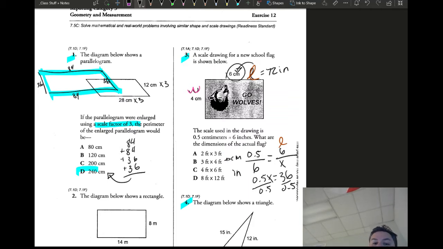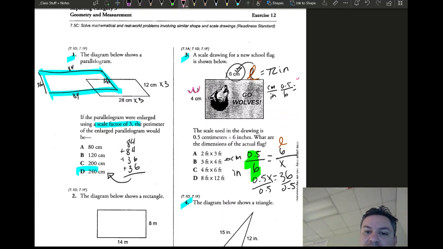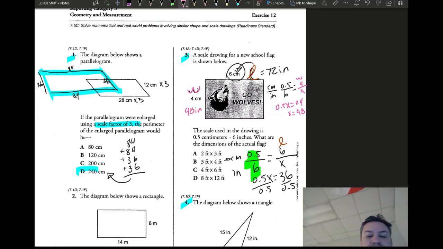Now to find the width, you're going to have to do it again. You're going to reuse the scale factor given to you. Centimeters, inches. So you have 0.5 and you have 6. And the width, that's what you're looking for right now. The width, which is 4 in centimeters, goes on top. So you're going to have 0.5 x equals 24. So x equals 48. So this is going to be 48 inches.